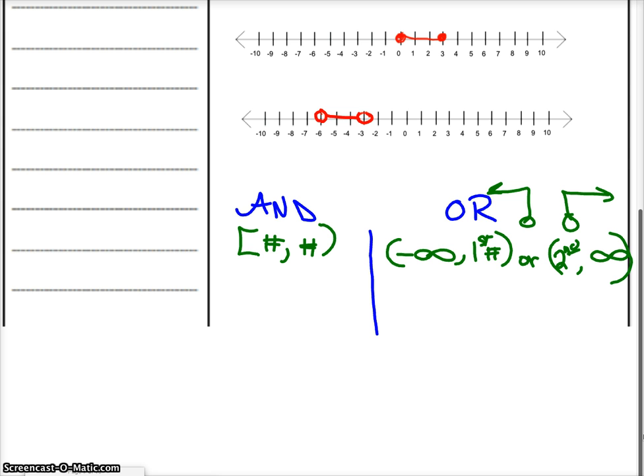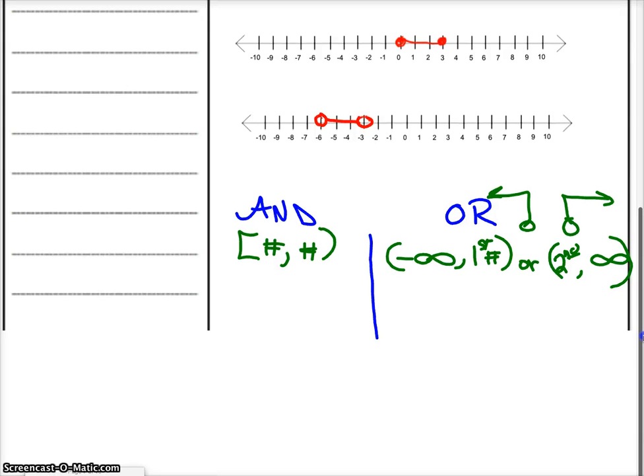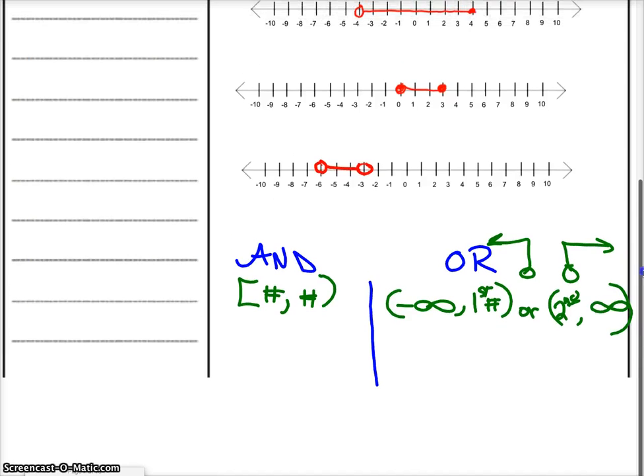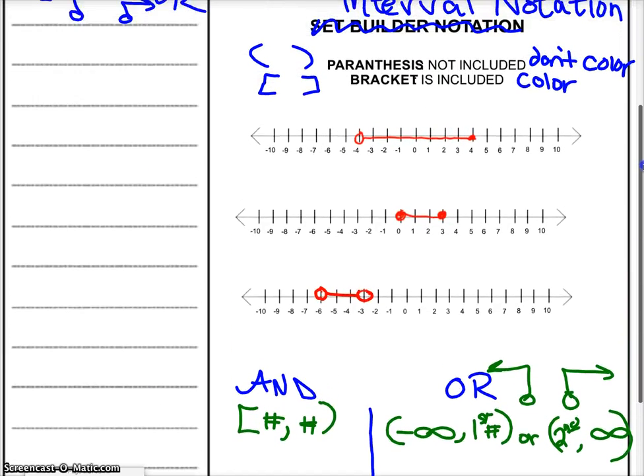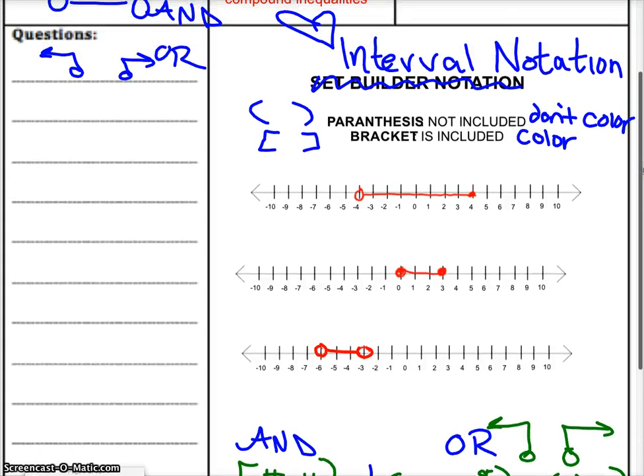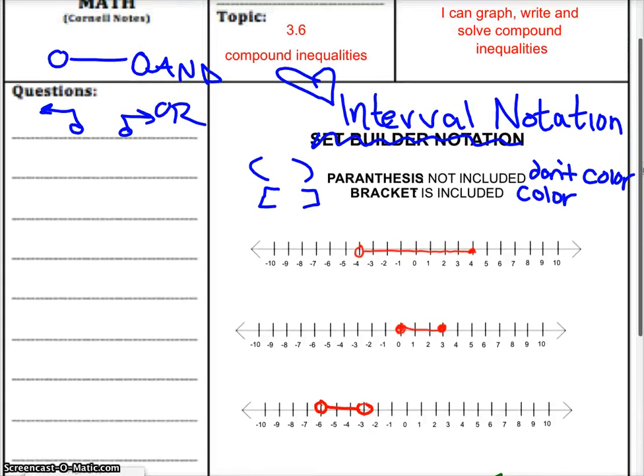Infinity. Infinity is always a parenthesis because you cannot color infinity in. You have no idea where infinity is on the number line. So there's no way you can color it in. All right, so that seems nice and confusing. Let's write it. It's going to take some time to just see.